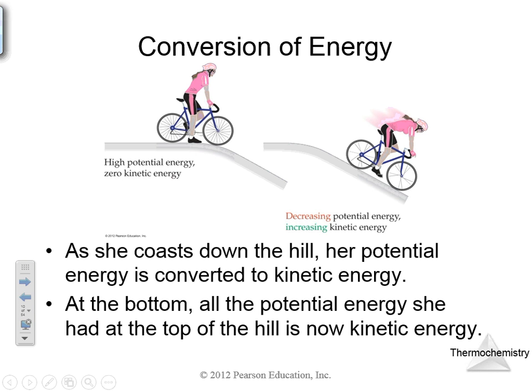I just explained this, so if you got this, you really don't have to write down these two bullet points. As the bicyclist coasts down the hill, her potential energy is converted to kinetic. When she reaches the bottom of the hill, all her potential energy has been completely converted, 100%, into kinetic energy.